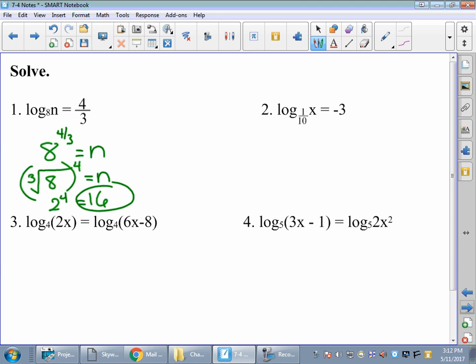That was using the definition of a logarithm. Number 2, same thing. There's only one log, and so I'm going to rewrite it using the exponential form.